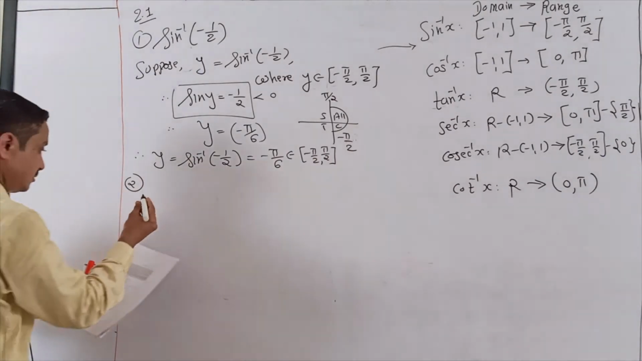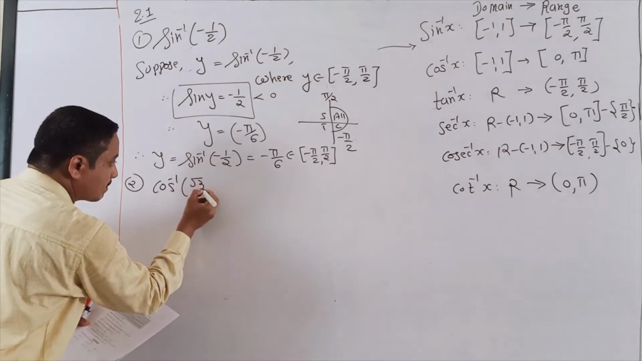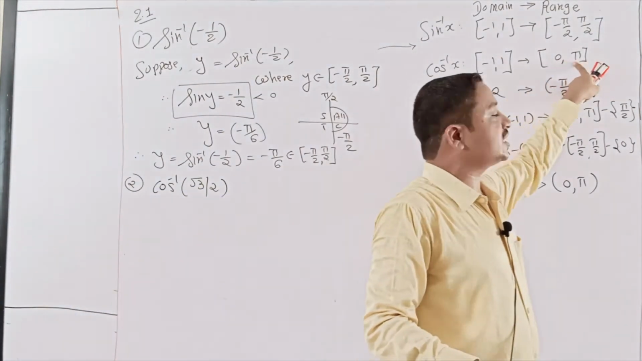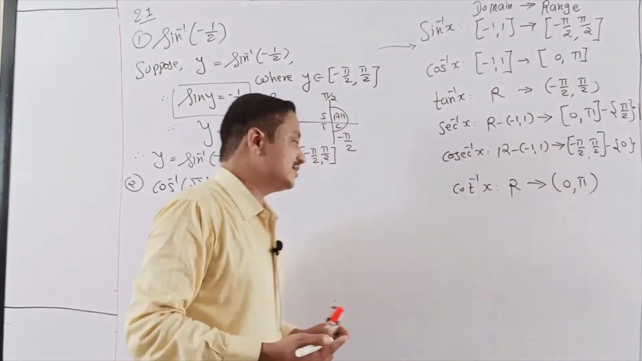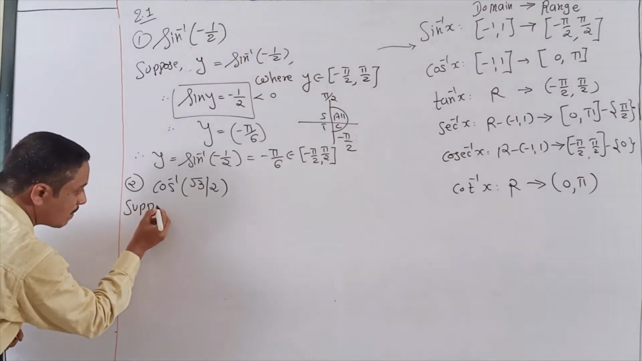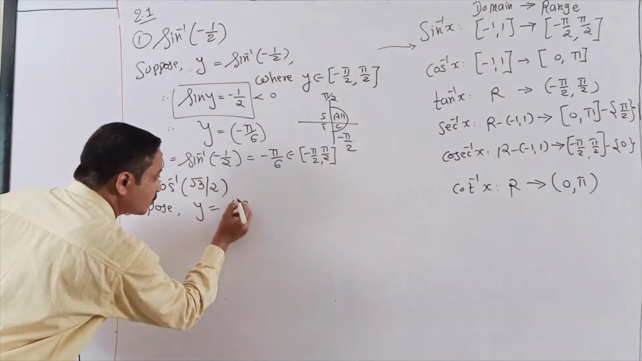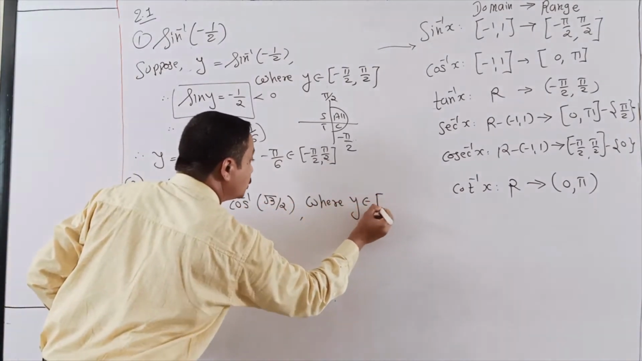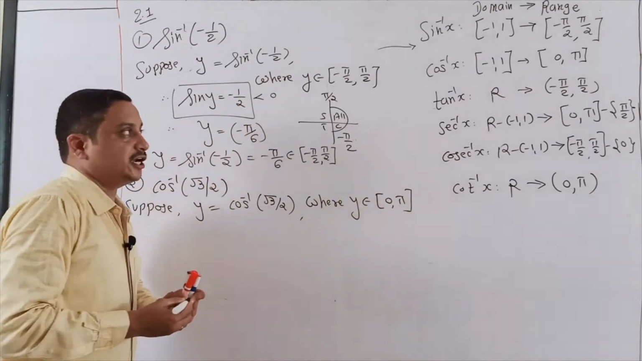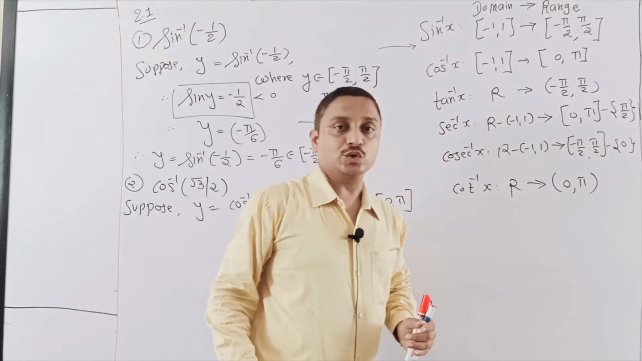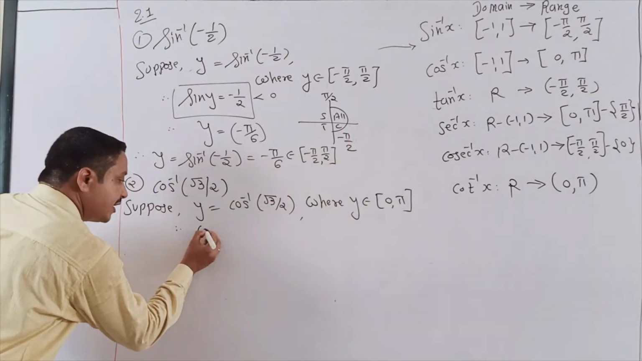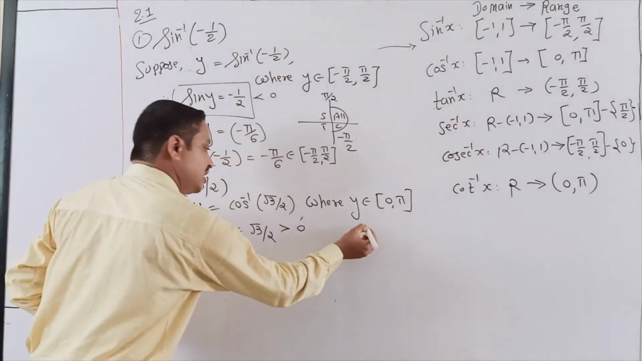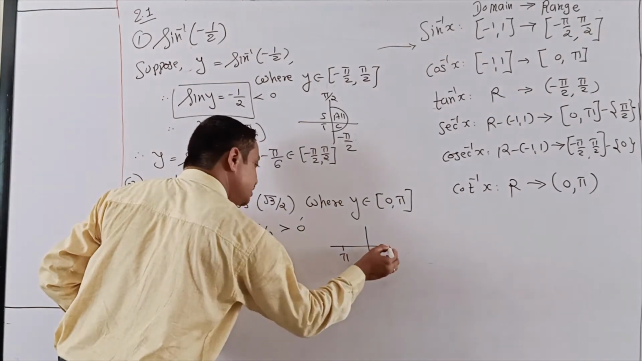Students, same as that, going to the second one. My second question is cos inverse root 3 by 2. Yes students, same assumption, but cos inverse, in which range does the answer belong? Definitely 0 to pi. So suppose the given question is equal to the assumption y, where y belongs to the range of the cos inverse function. It is already known, closed bracket 0 to pi. So what is cos y? Root 3 by 2.